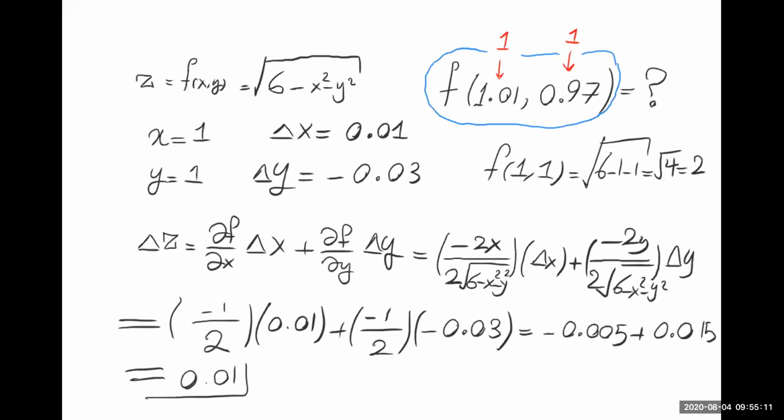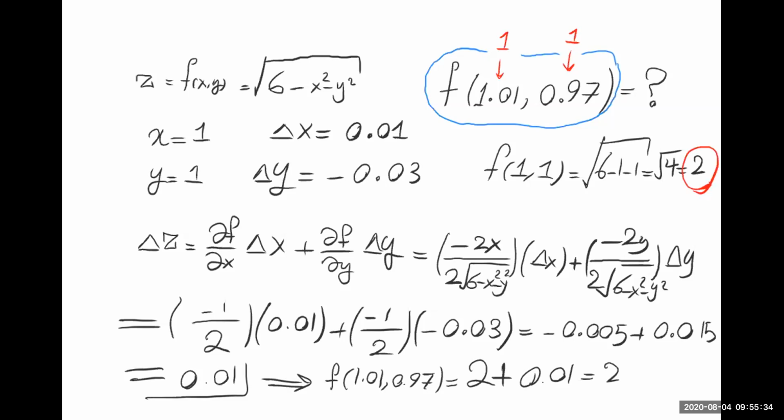So that would be the change in the value of y, and the change is positive. Note that the final thing is positive. So f of this point, 1.01, 0.97, is going to be f of 1 and 1, which is 2, plus this change, which is 0.01, which is 2.01. So that's an approximation again. So we have a good approximation for f at this point.